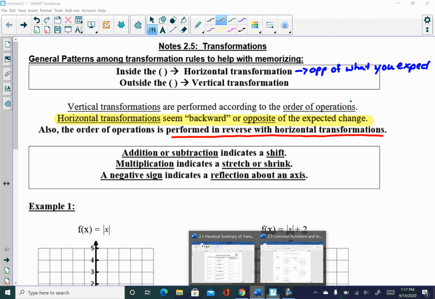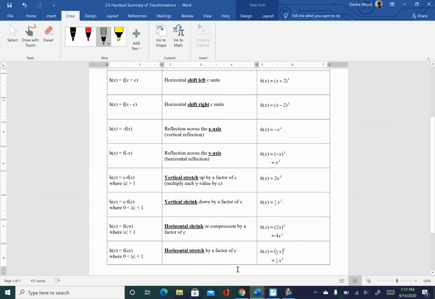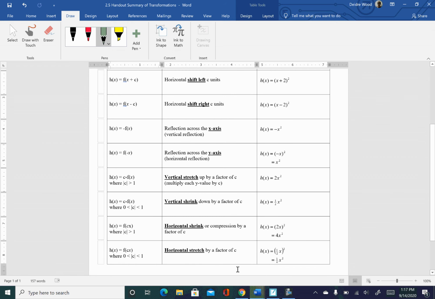If I go back real quick to this handout, down at the bottom in terms of the stretch and the shrink, just so that we're clear, you'll notice here in this top one, h of x equals c times x, and both of these are c times x. One of them gives you a stretch and one of them gives you a vertical shrink. The difference is, in the top one, c is greater than 1, meaning it's a positive number. And likewise down here, your c is also positive.